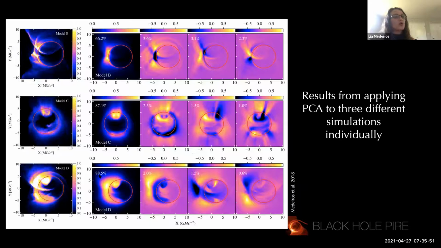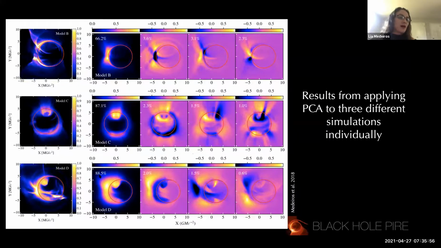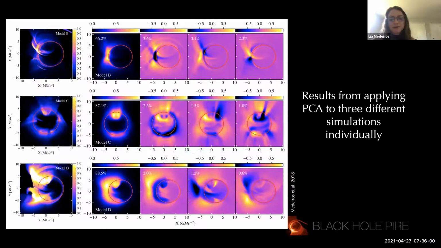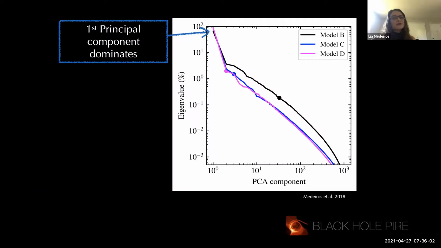So this is a way to quantify structural variability within a set of images so that we can compare different simulations and compare how variable they actually are. The other thing that we did was also look at the spectrum of the eigenvalues. So again, the same three models, we're just looking at what the eigenvalue spectrum looks like for these three models.